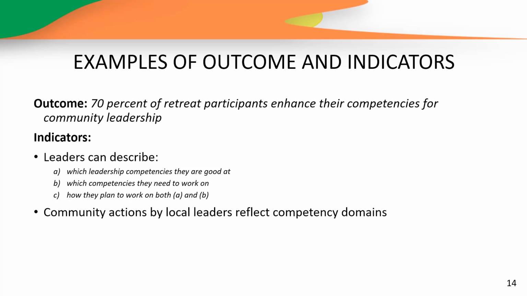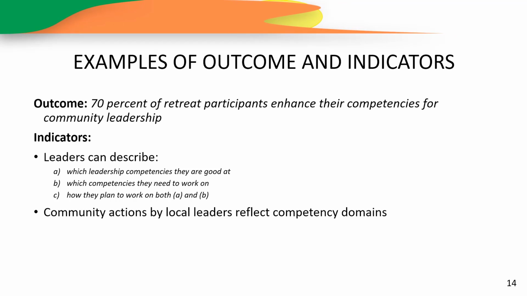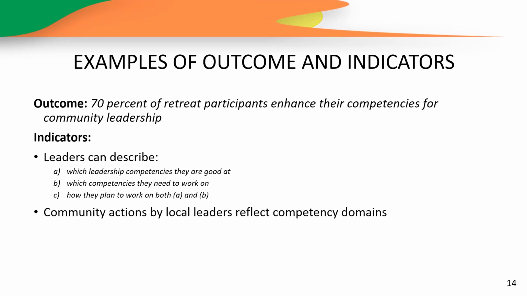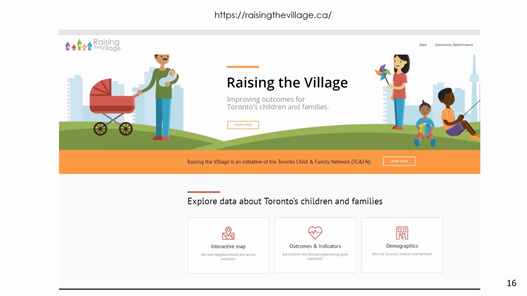So how will you know they've got there? Well, it means that the leaders can describe what leadership competencies they're good at, and they can also know where they need more work and how they can plan. They will have a plan for both A and B. So that's an example of indicators. And the actual actions of local leaders can reflect the competency as well. So it's just drilling down more and getting more detail that will tell you that outcome is on its way to being achieved. There we go.